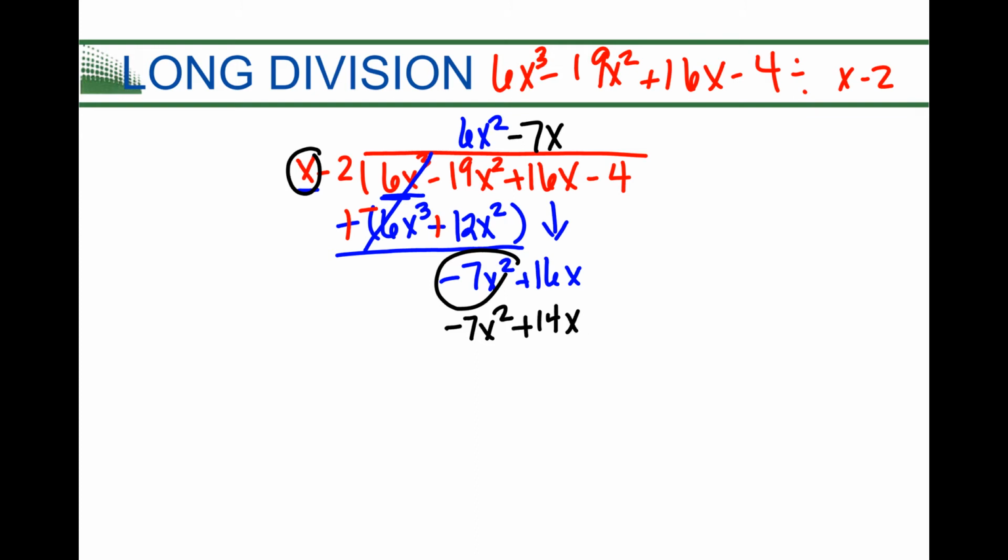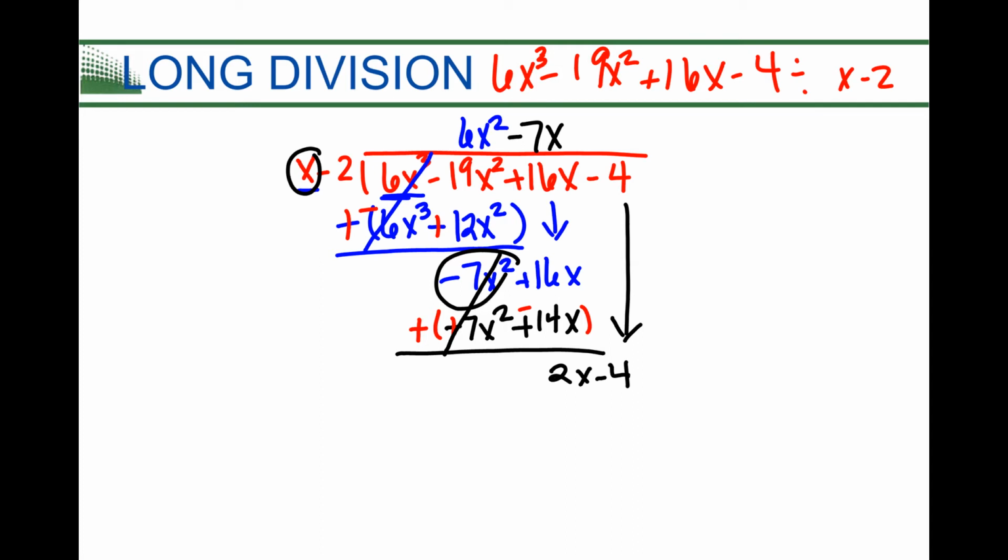And then remember, you have to subtract this off. So if I come in here and I say minus this whole thing, then that's like plus, change your signs. So now negative 7 and positive 7, that's 0. 16 minus 14, that's 2x. And bring down your negative 4.